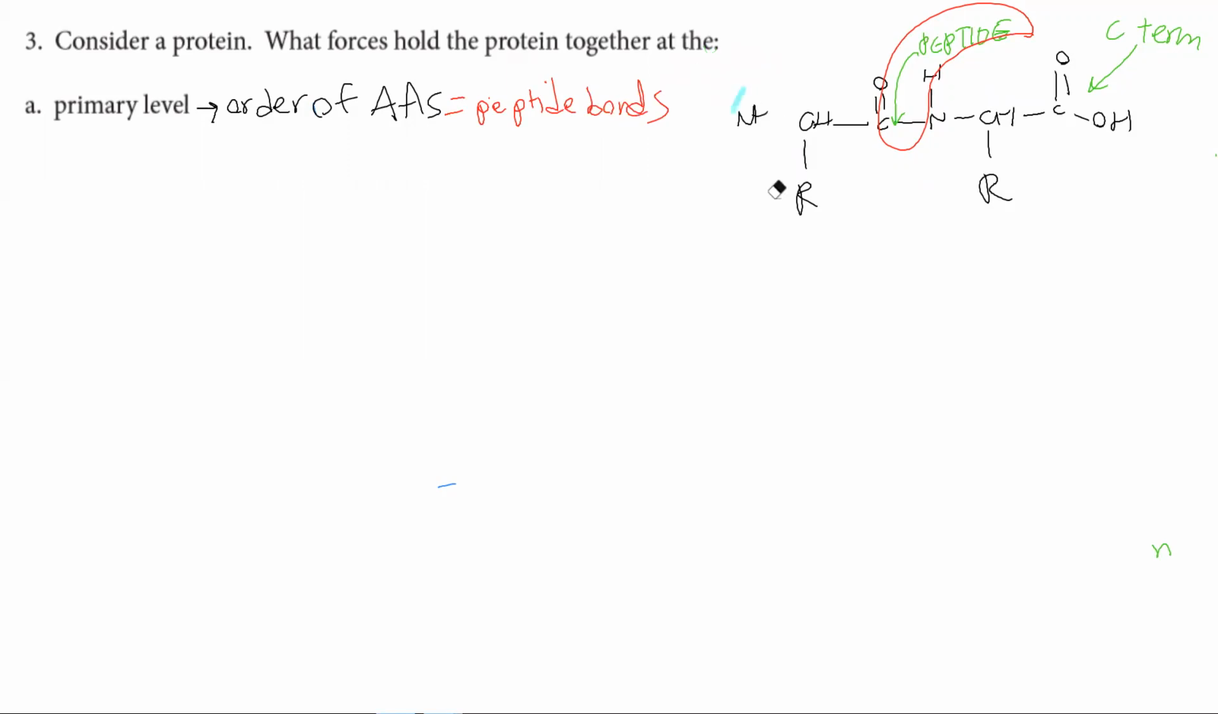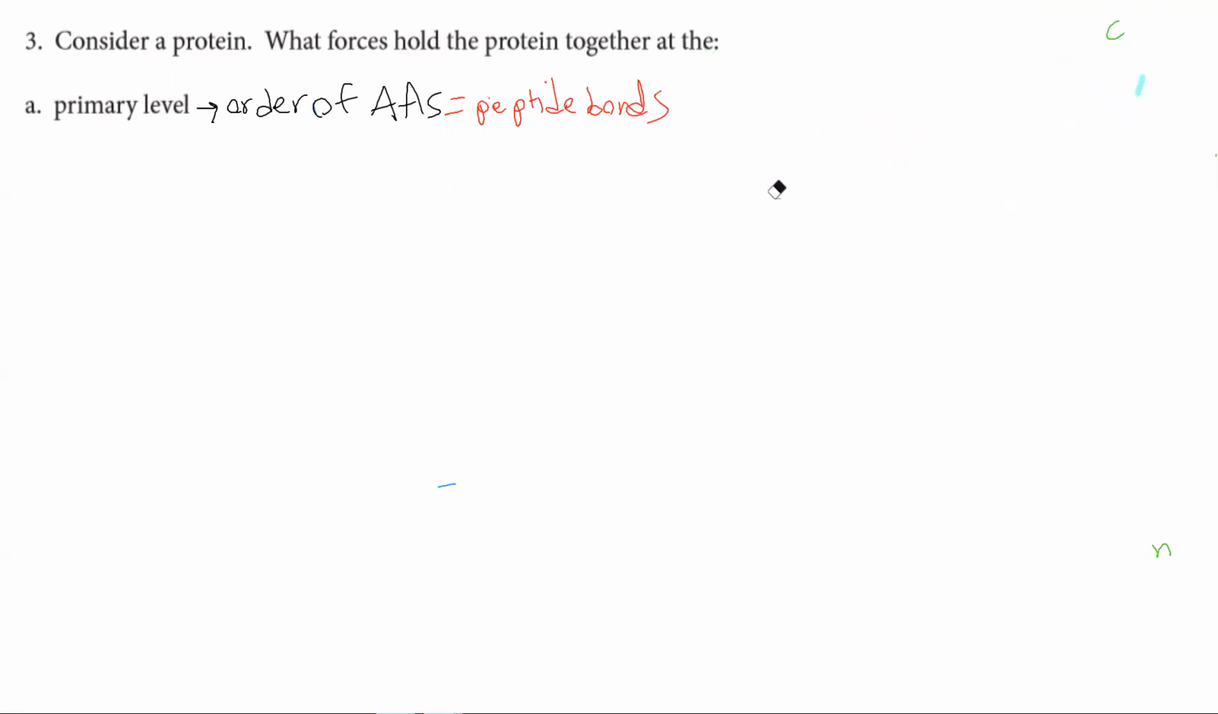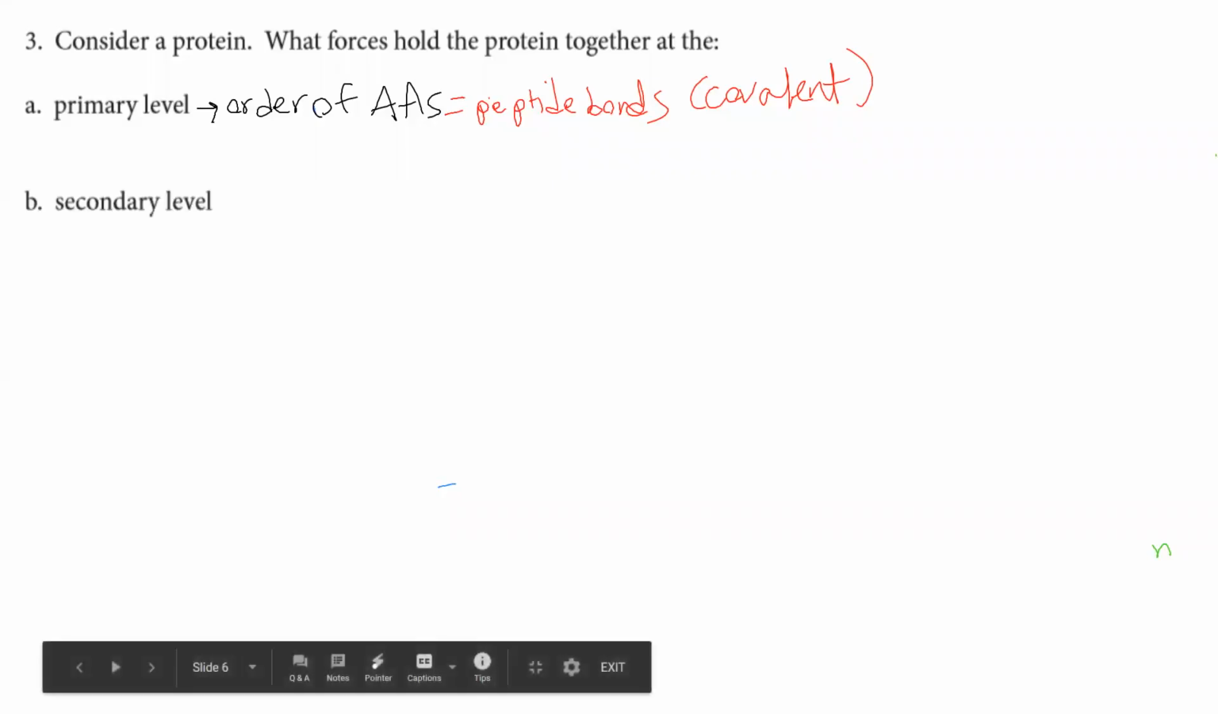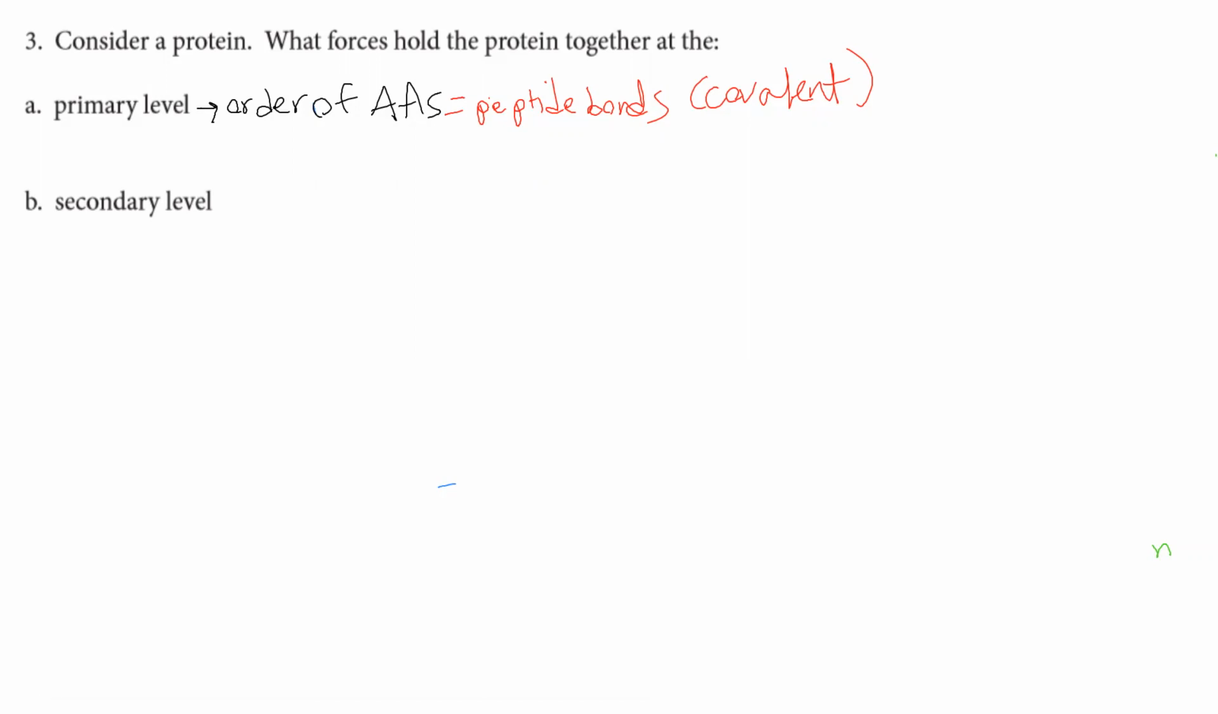Which are a type of strong covalent bonds. So I'm going to put that in there, covalent. I'm hoping that as you watch these videos over the quarter, my handwriting improves. Hopefully you see that. Cool, so that's the primary level. It's simply the order of amino acids and just the peptide bonds that hold them together.